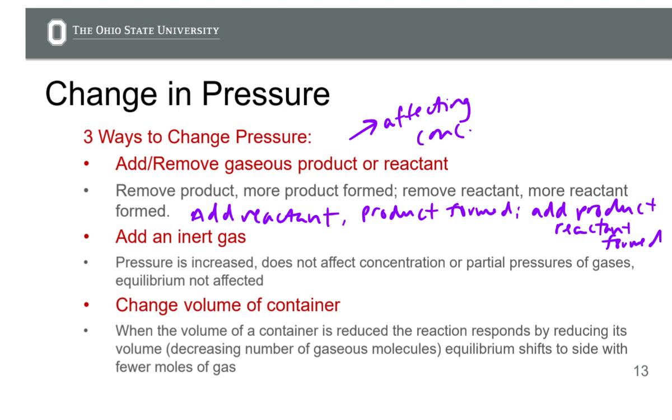All right. And I think in the homework, they like to ask you what happens if we add a gas that isn't in the equilibrium. It's an inert gas. It does not react. This does increase the pressure in the container, since there are now more molecules pushing on the sides of the container. But this does not affect concentration or partial pressures of the gases in the equilibrium. So if it's an inert gas, it does not react, and it does not affect the equilibrium.